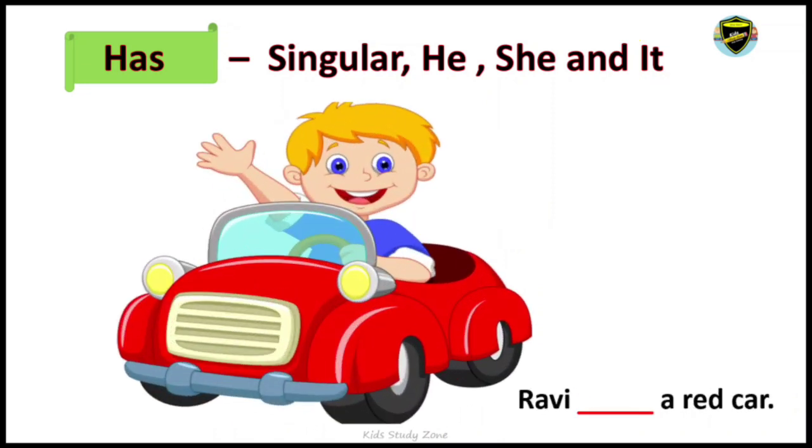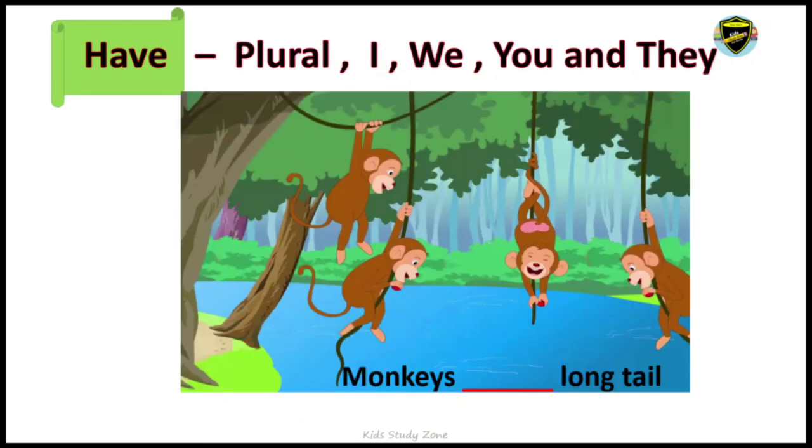Ravi dash a red car. Ravi is a singular. Okay, it's a singular noun. So with singular also we will write has. Ravi has a red car. Now let us focus on have. Monkeys dash long tail. Here monkeys, we are talking about many monkeys, that is plural. Okay, so with plural, just have a look at the rule box. Plural, we will write have. Monkeys have long tail.